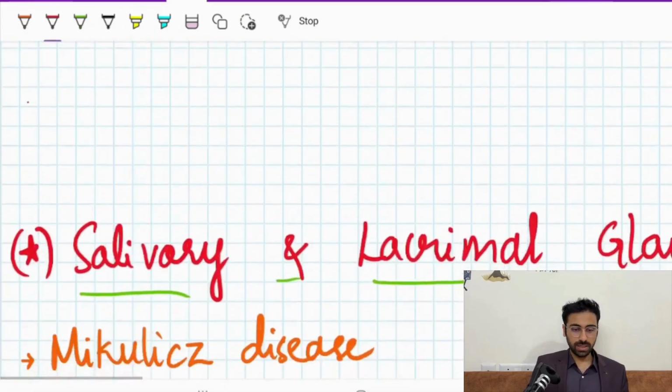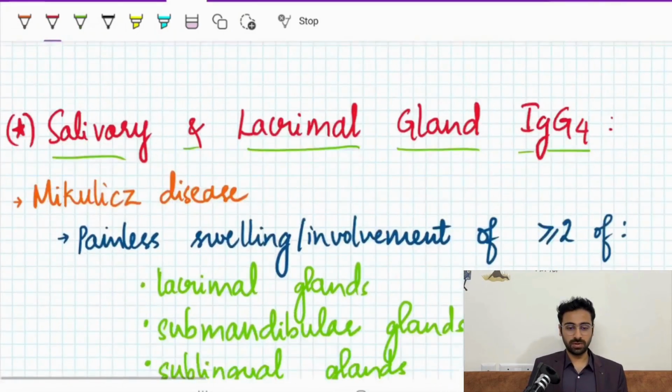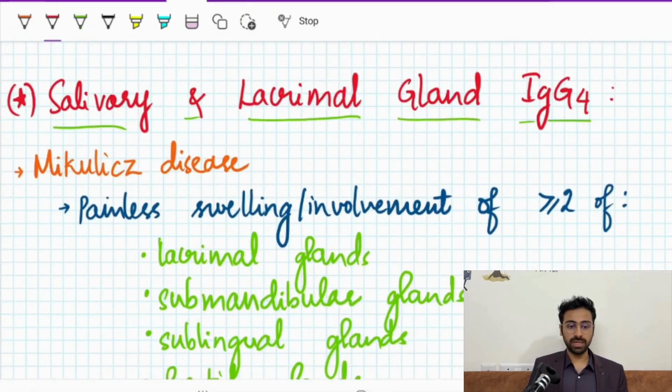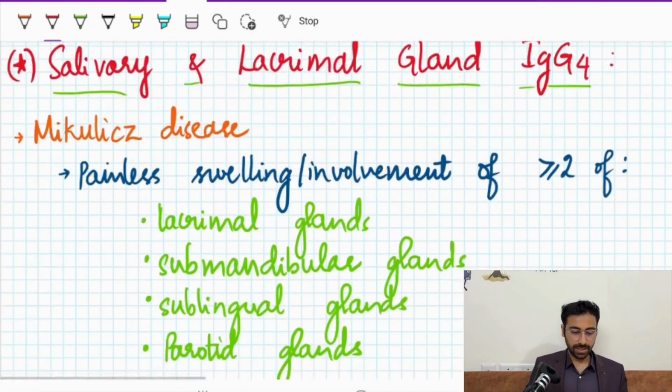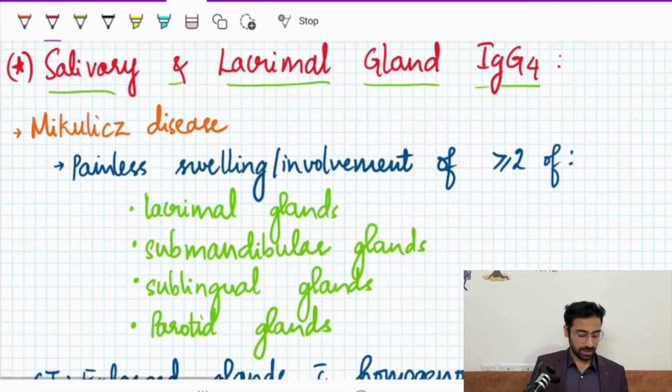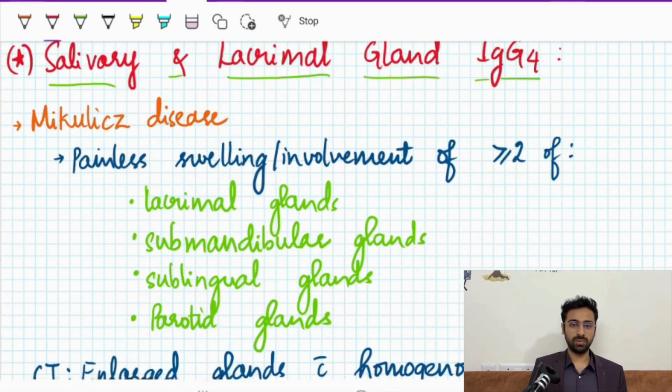Now, having done with the two most common manifestations of IgG4 related disease, we shall move ahead with salivary and lacrimal gland involvement. As I had told in that head to toe image, it presents with either Mikulicz disease or with Kuttner tumor. What is Mikulicz disease? Mikulicz disease is characterized by painless swelling or involvement of two or more than two of these glands, that is lacrimal gland, submandibular, parotid, sublingual. Any two of these or more than two, if they are involved, then this is Mikulicz disease.